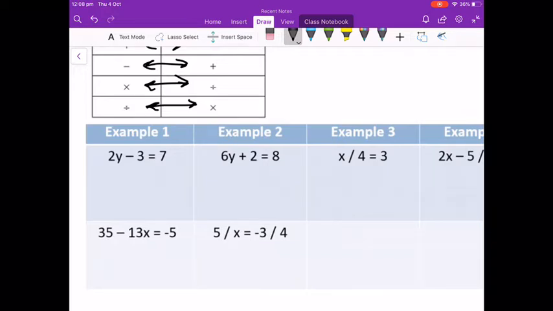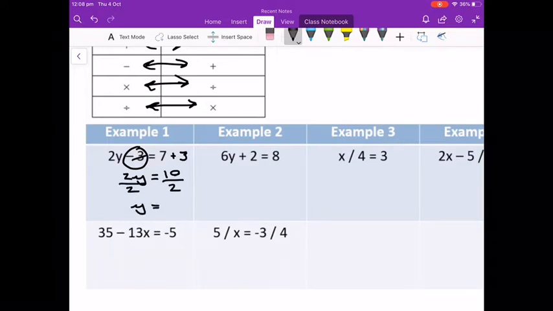The equation says 2y take 3 equals 7. So we look at the last thing that they've done. Take 3. And the opposite of take 3 is adding 3. So we've taken it from that side and put it on the other side. 2y equals 10. Now we only want 1y, so we divide it by the coefficient. And y equals 5.